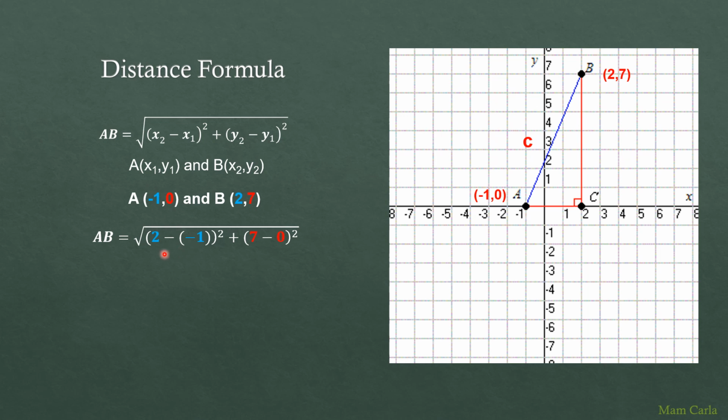Simplifying what is inside the parentheses, we have 2 plus 1, which is 3, and 7 minus 0, which is 7. Then we get their squares. The square of 3 is 9, and the square of 7 is 49. Then we add them: 9 plus 49 is the square root of 58. Now we obtain the square root of 58, which is approximately 7.62. So the distance between A and B is approximately 7.62.